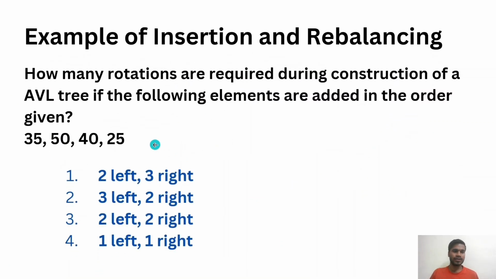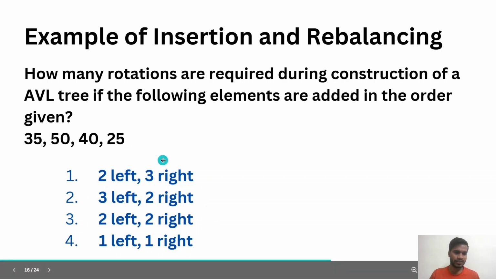Now we have already learned all the four rotations. So here's the example of insertion and rebalancing. The question is, how many rotations are required during construction of an AVL tree if the following elements are added in the order given? So these 35, 50, 40 and 25 are the elements and these are the options. Now let's understand.